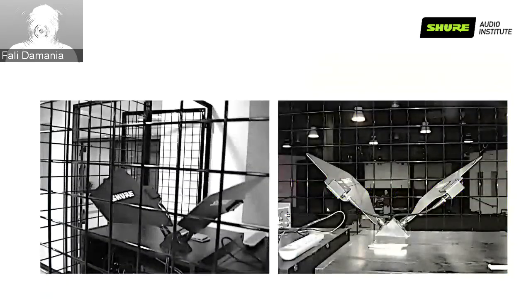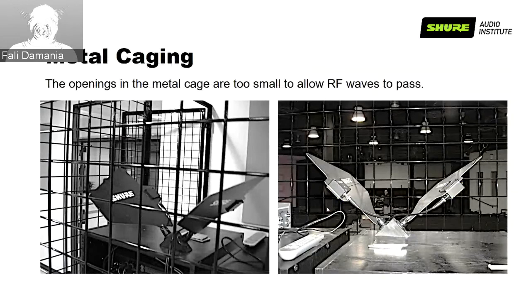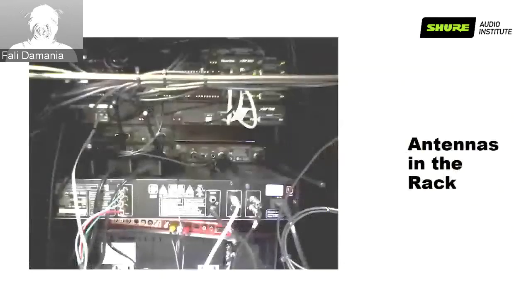Now here's a couple of slides of what not to do. This is the first. Yes, metal cage, no, very bad. You have a small opening and a very large wavelength. That wave is not going to get through. Second slide is antennas that are parallel inside a metal chassis. Please avoid at all costs.